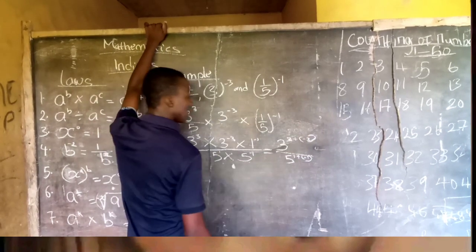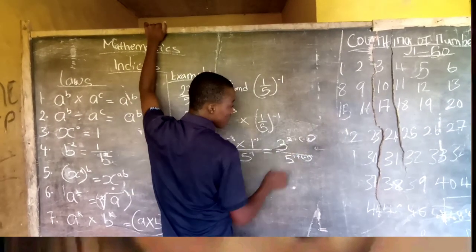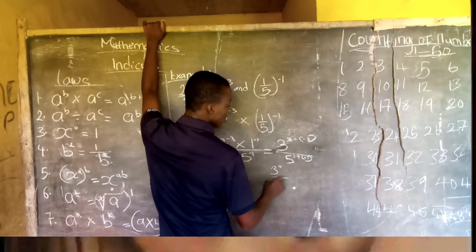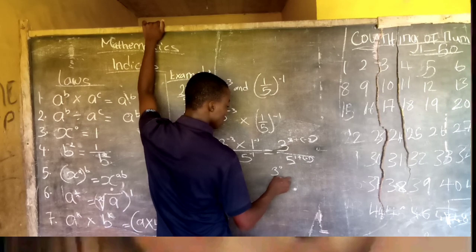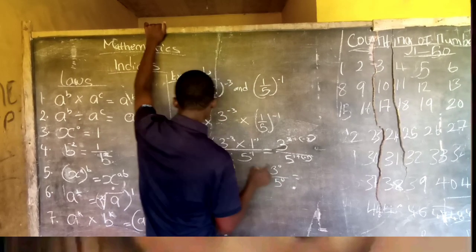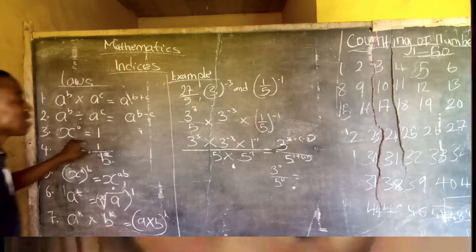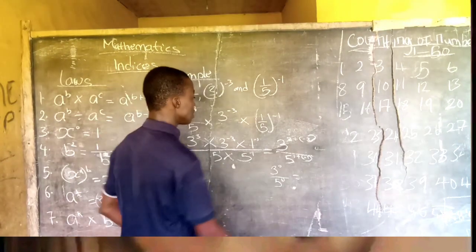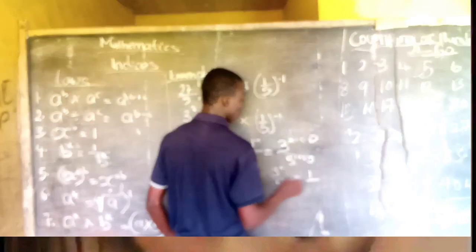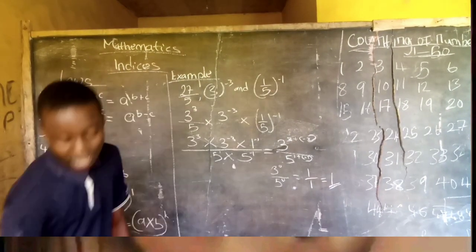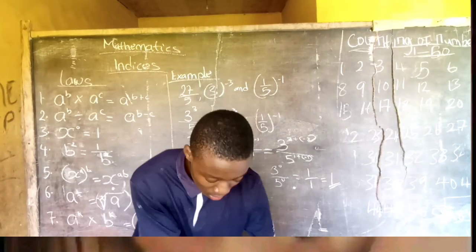So what do I get here? I get 3 minus 3, and that is 0, right? 3 minus 3, that is 0, all over 1 minus 1, that is 0. Remember the third law says that any base raised to the power of 0 is 1. So 3 to the power of 0 is 1 over 5 to the power of 0 is 1, and that becomes 1 as our final answer.